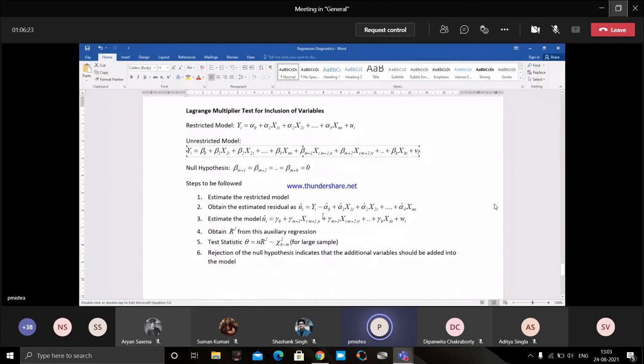What I basically need to do is, first I need to estimate the restricted model, and I need to get the residuals. Now if these additional variables, or some of the additional variables, belong to this model, then there will be a significant relationship between these variables and the residual.